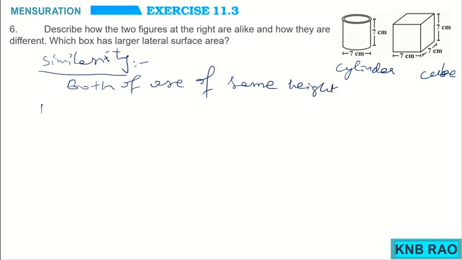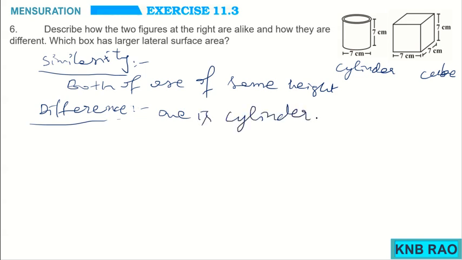Then what is the difference? They are not the same solids. One is a cylinder, the other is a cube. This is the difference.